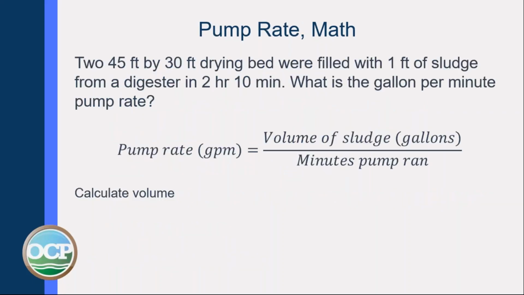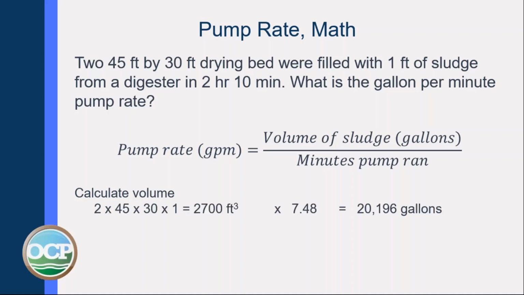So, a pump rate problem. Two 45-foot by 30-foot drying beds are filled with 1 foot of sludge from a digester in 2 hours and 10 minutes. What is the gallon per minute pump rate? We're going to work this one together. First thing you have to do is calculate the volume that you're filling the beds with.